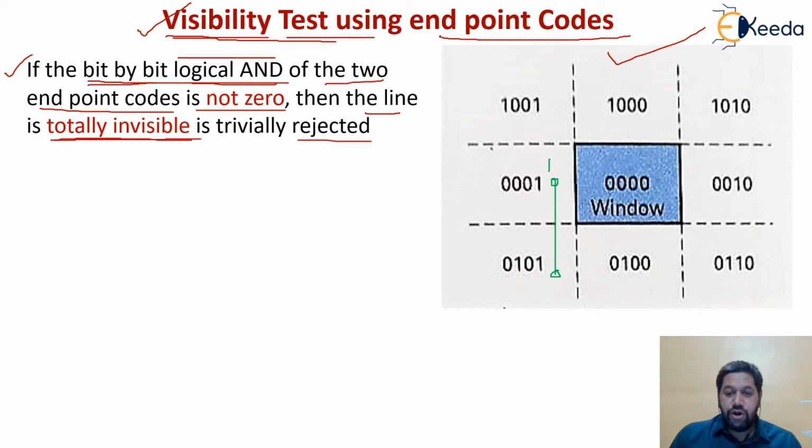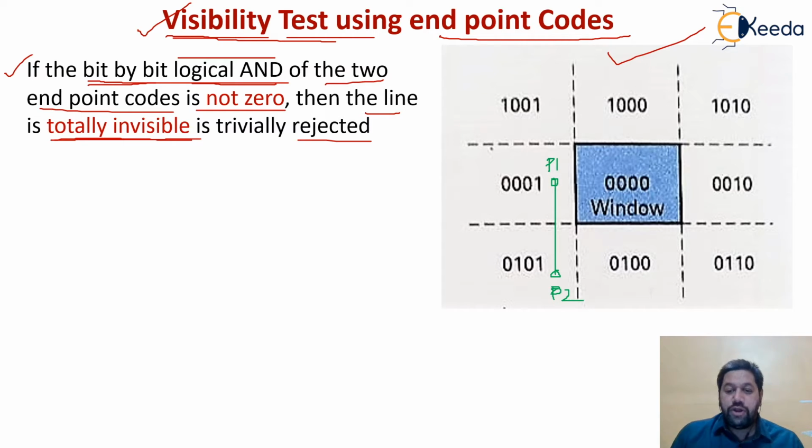You may consider this is my P1. I'm just showing this as an example, and this is my P2. Getting me? I hope all of you understood it easily. This is my P1 and this is my P2 point of the line. Okay, this is my line. Now this line, what is going to happen?